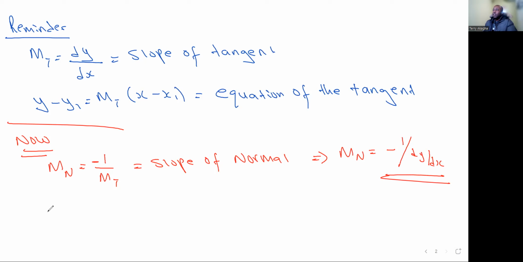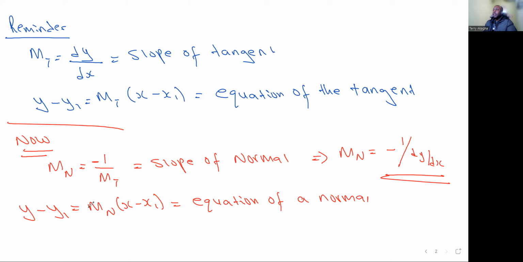Now, the equation of the normal is exactly the same thing as the tangent, but instead of having mt, you're going to have mn. So you're going to have y minus y1 is equal to mn times x minus x1. And that will give you the equation of a normal. So it's going to be exactly the same thing that we did the last time. It's just that in this case, mn is going to be the slope of the normal.